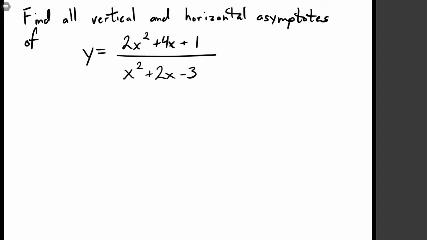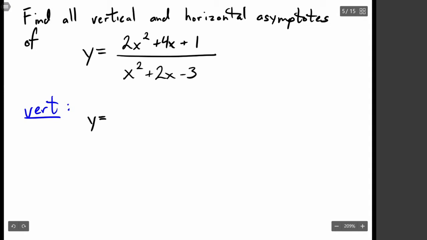To do this, we have to decide, do we want to start with vertical or horizontal? Either one's fine. So let's start with vertical, because this is the trickier one, usually. Let's get this out of the way. To do this, we need to factor this equation. We need to factor the top and the bottom of this function here.